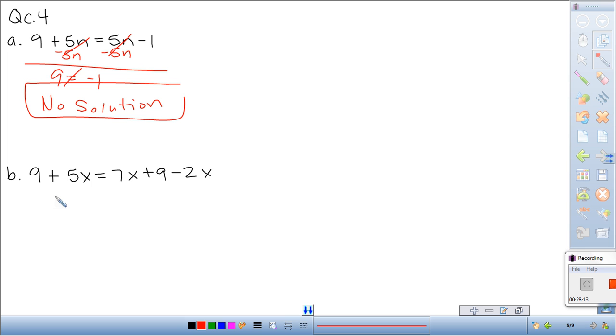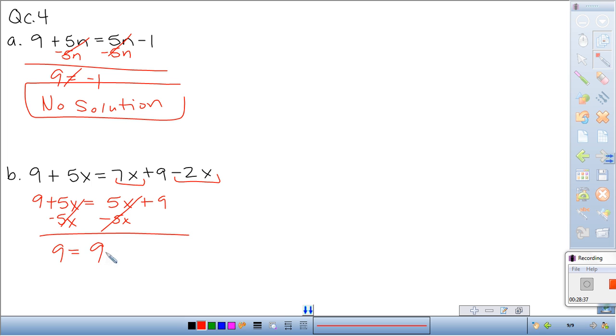So on the left side, no like terms. On the right side, we have 7x and negative 2x. So we need to combine like terms first. Bring down 9 plus 5x equals 7x minus 2x is 5x plus 9. And then we need to get all our variables on the same side. So the opposite of a positive 5x is to subtract 5x from both sides. So I end up with 9 equals 9. Is that true? Yes, it is. That means it's an identity. And again, all that means is that no matter what number you plug in for x, it will always satisfy the equation. The left side will always equal the right side. Good luck.